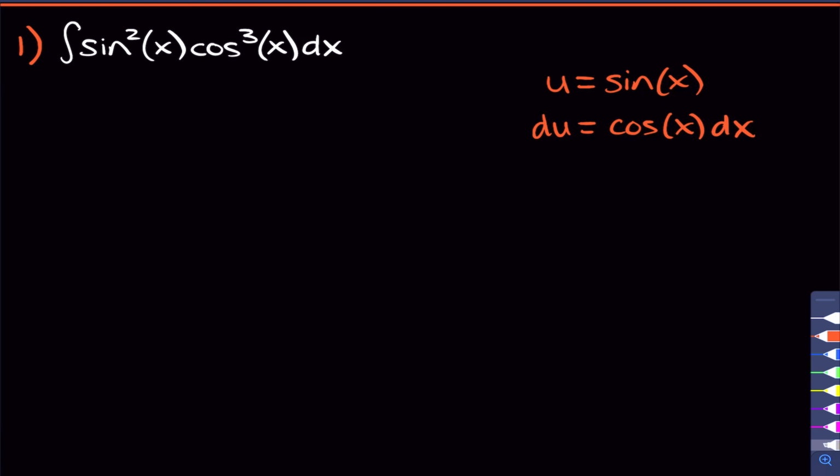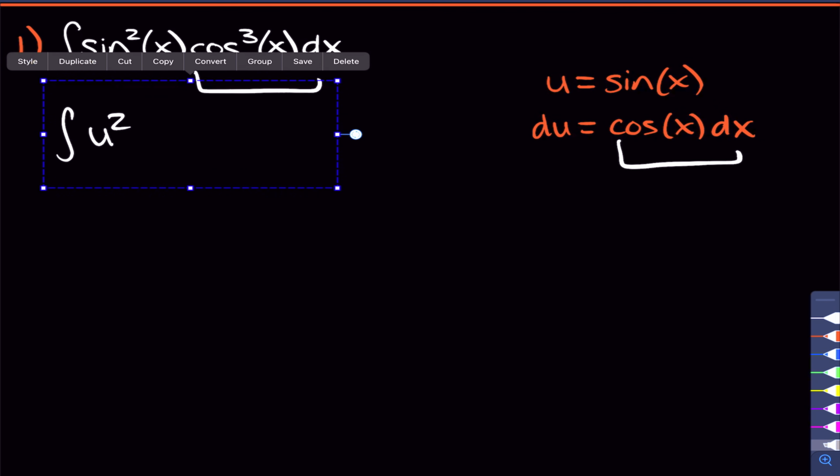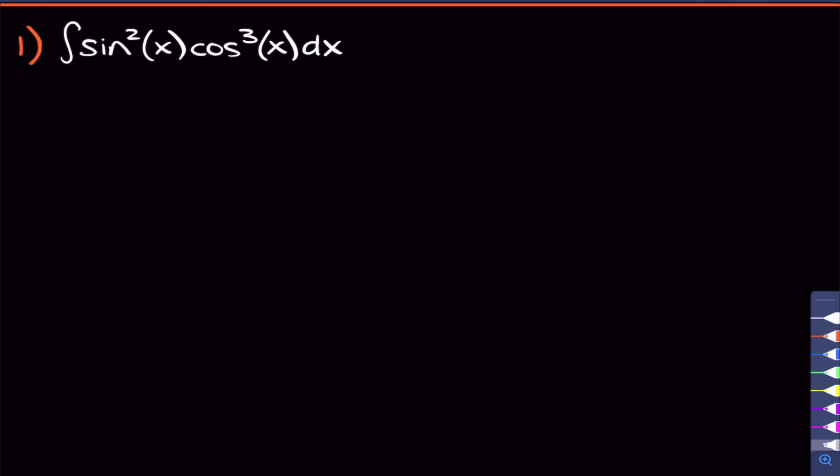Because the issue with making this u substitution is it works great for the sine, right? We get the integral of u squared, but we don't have a cosine of x dx in our integral. We have a cosine cubed of x dx. And so we're going to have to get a little bit crafty here. Now with integrals with sines and cosines to powers, we want to split up whichever trig function has an odd power. And looking at this integral here, that cosine has an odd power.